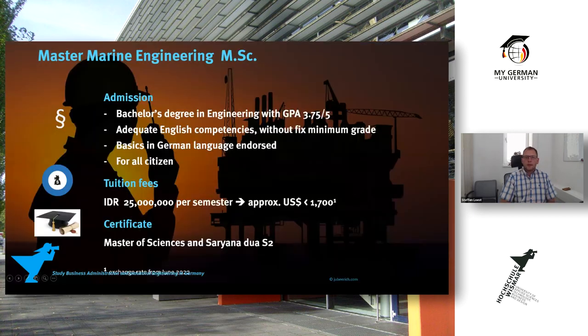Yeah, the admission is a little bit stronger. Before you become a student in Master Marine Engineering, you need a bachelor's degree in engineering, which should have a strong regard to marine engineering. It's not necessary, but an engineering degree is mandatory. The GPA required is 3.75 on a scale of 5.